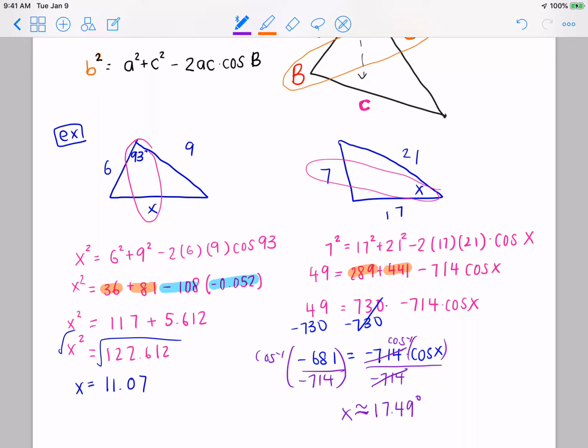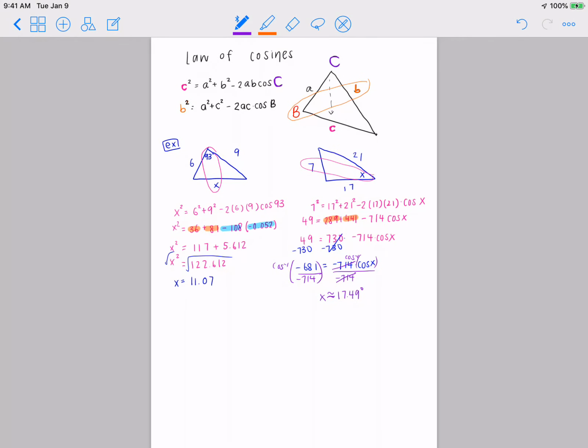Okay, I'm going to show you about 5 examples. If you think you got the hang of it, you can go ahead and do it on your own. I am going to do number 3.